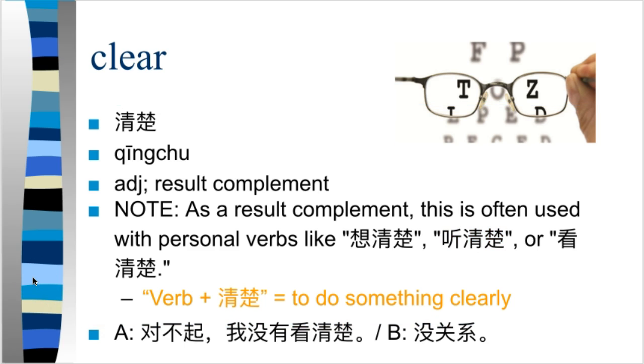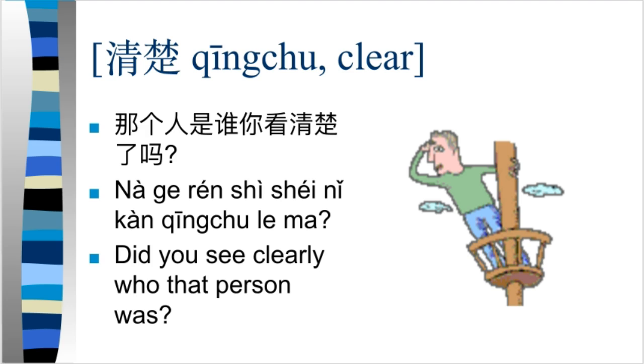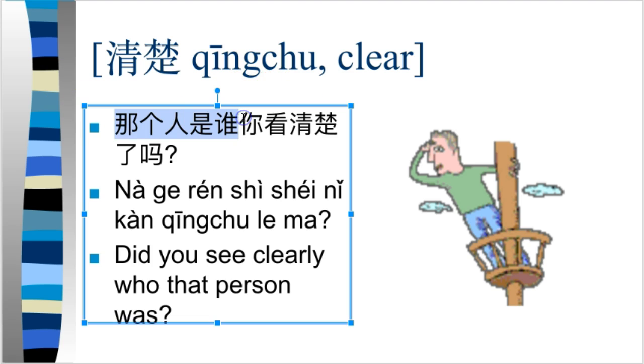What if I want to say I didn't see it clearly? You can say 我没有看清楚. 没有看清楚. I didn't see it clearly. 清楚. For example, 那个人是谁？你看清楚了吗？This person is who? This is a topic comment sentence. Can you see it clearly?